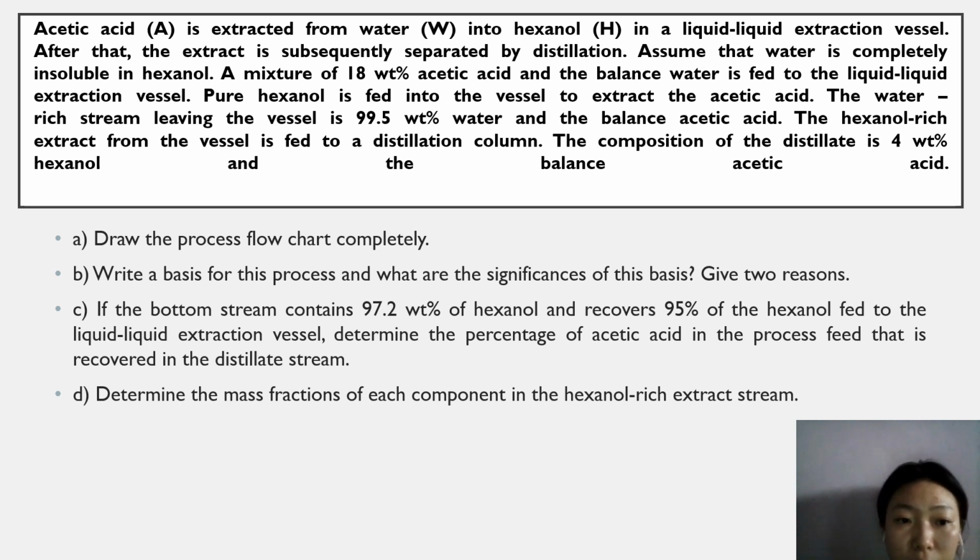There are 4 questions. First, draw the process flowchart completely. Next, what are the basics for this process and what is the significance of these basics? Give 2 reasons. Next, if the bottom stream contains 97.2% of hexanol and recovers 95% of the hexanol fed to the liquid-liquid extraction vessel, determine the percentage of acetic acid in the process feed that is recovered in the distillate stream. Last, determine the mass fraction of each component in the hexanol-rich extract stream.